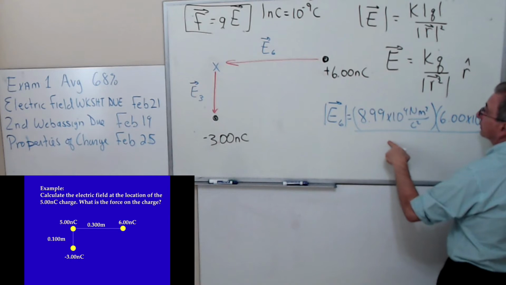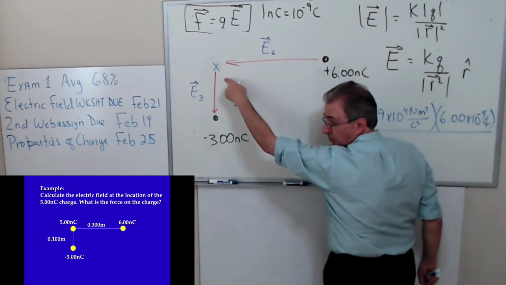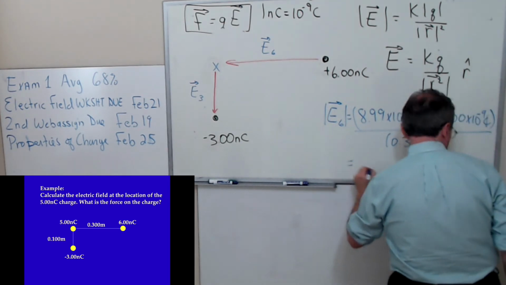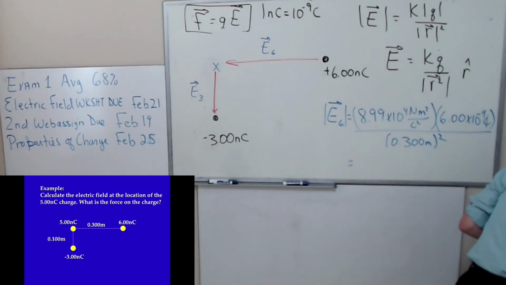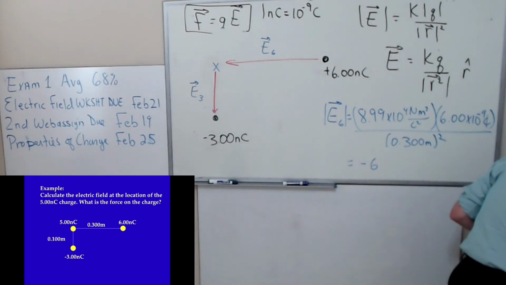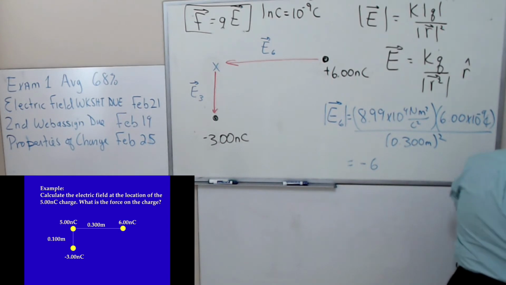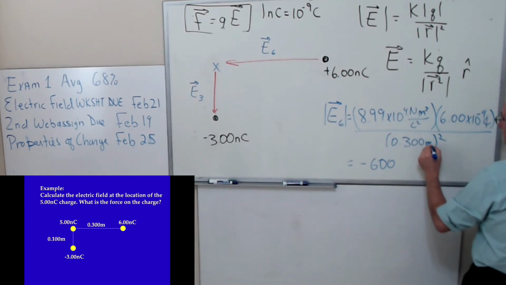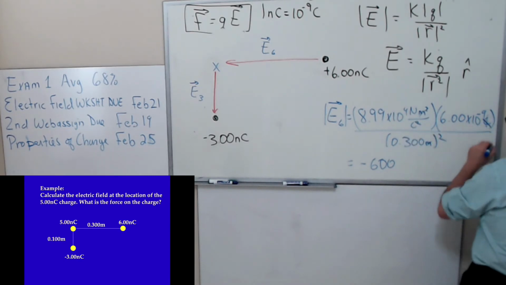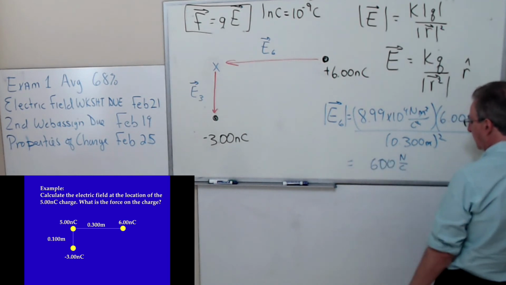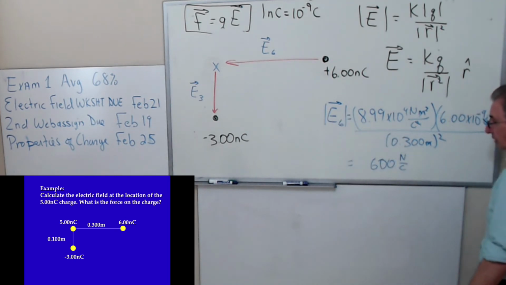And then I'm going to divide by the distance. The distance from here to here, what is that distance? It's 0.3 meters. And if you do the calculation, you will get minus 600, and the unit is Newton per coulomb because the meter squared will cancel. One of the coulombs will cancel with this, and so I'm going to get, oops, I calculated the magnitude, 600 newtons per coulomb, but it's going to point to the left.